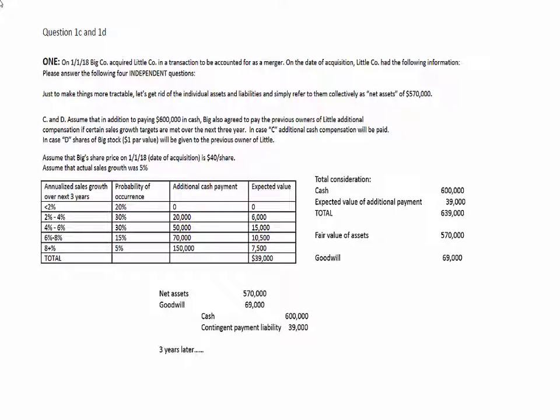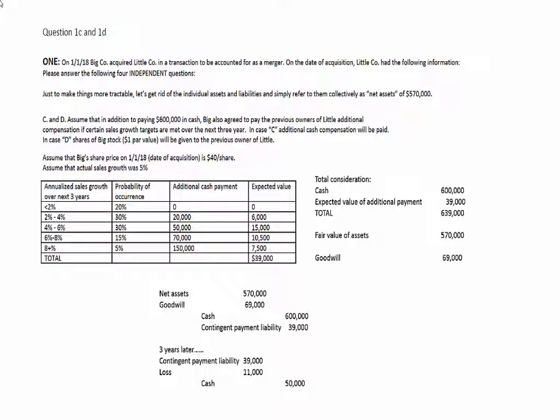3 years later, we find that actual sales growth was 5%. That falls within that middle band, so we're going to pay out $50,000. We write a check for $50,000. That pays off that contingent payment liability, and the extra $11,000 is a loss.